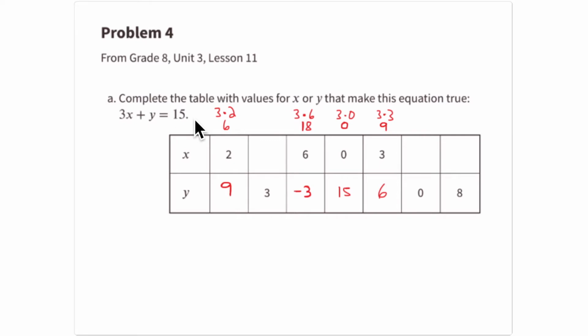So 15 plus a negative 9 is 6. All right, so those are when you're given x: you multiply it by 3, add the additive inverse, and that gives you the value of y. But what if you're given y then?